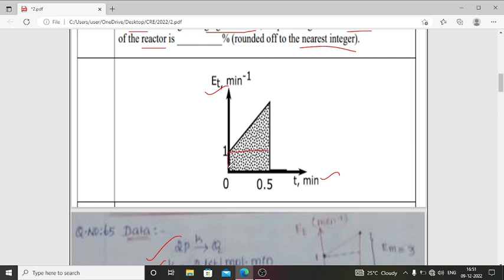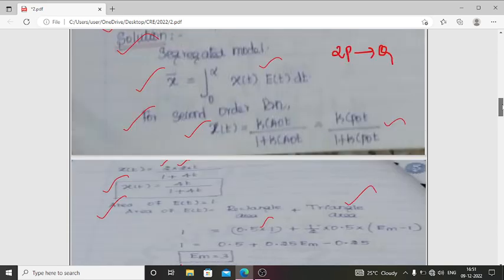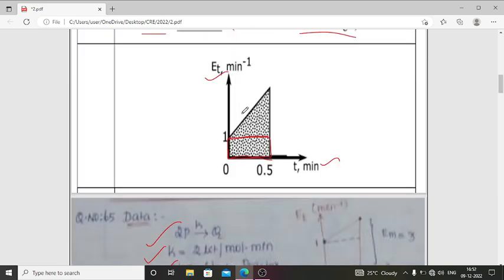So here this is the rectangle. The area of the rectangle is length into breadth. Here the length is 1 and the breadth is 0.5, so the rectangle area is 0.5 into 1. Next, the triangle area, half base into height. We want this section, but we don't know the height. So this height we should take up to this, that is Em.